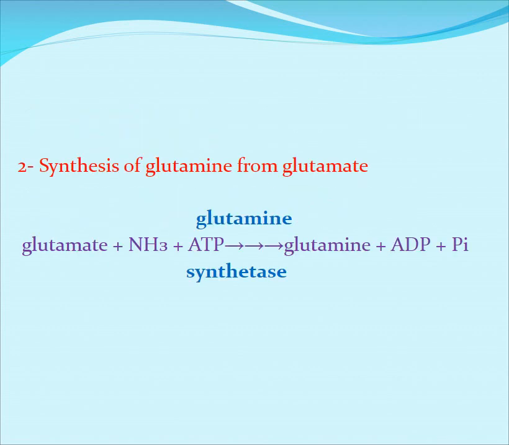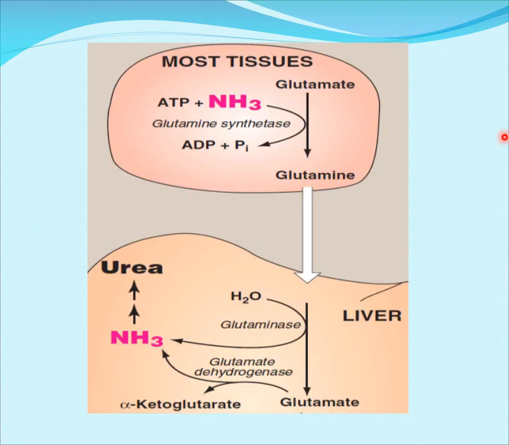Glutamine can be synthesized from glutamate again. Glutamate combines with NH3 by the enzyme glutamine synthetase, which requires energy, requires ATP, to form glutamine. This is in most tissues and mainly in the brain. Ammonia which is produced can be combined with glutamate to form glutamine by the enzyme glutamine synthetase. Glutamine is non-charged. It can be transported in the plasma until it reaches the liver.